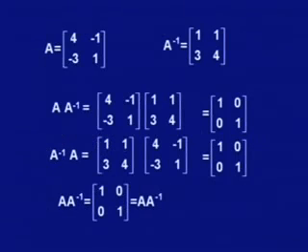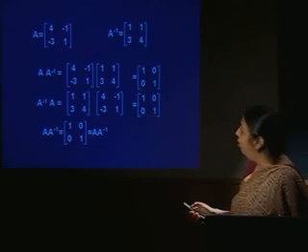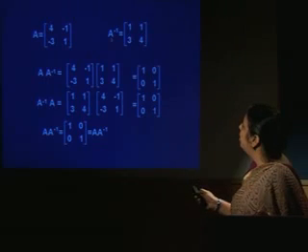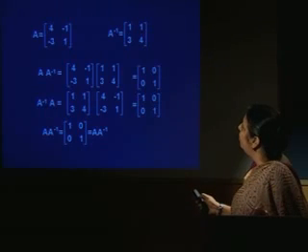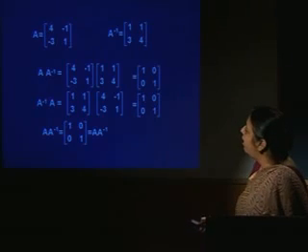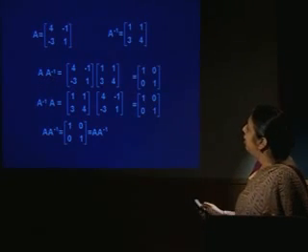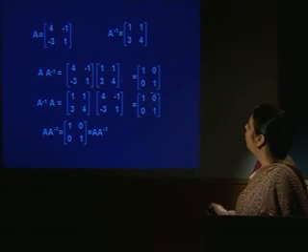Now, for example, consider the 2 by 2 matrix A with 4, minus 1 in the first row and minus 3, 1 in the second row. My claim is that A inverse is this. How I find this is a different issue, but at the moment let us check whether my claim is correct. I perform the multiplication A times A inverse. First row by first column, the result is 1. First row, second column: 4 minus 4, 0. Second row, first column: minus 3 plus 3, 0. Second row, second column: the result is 1.